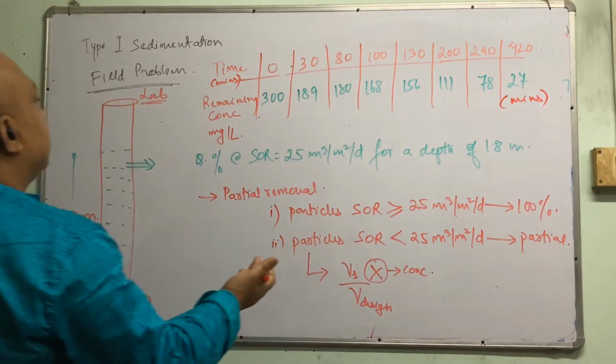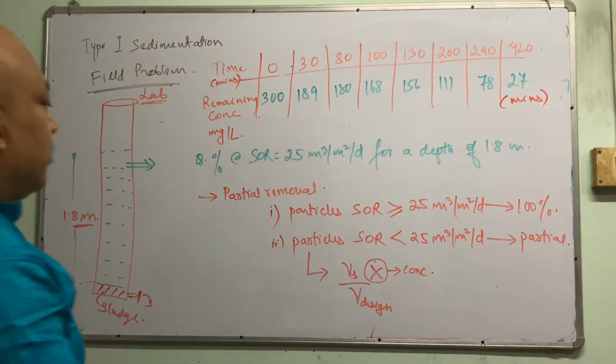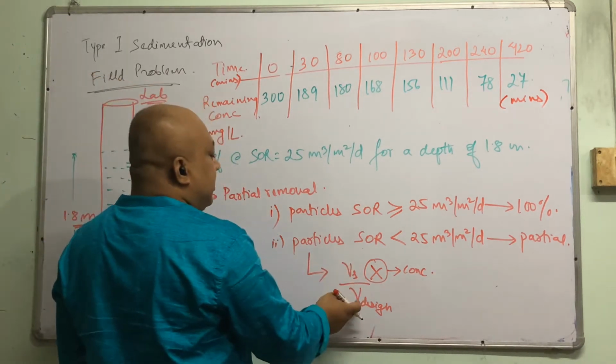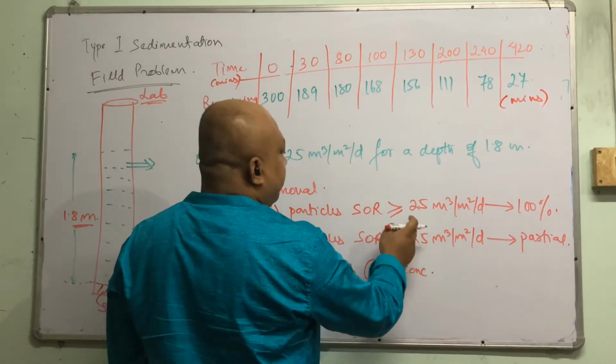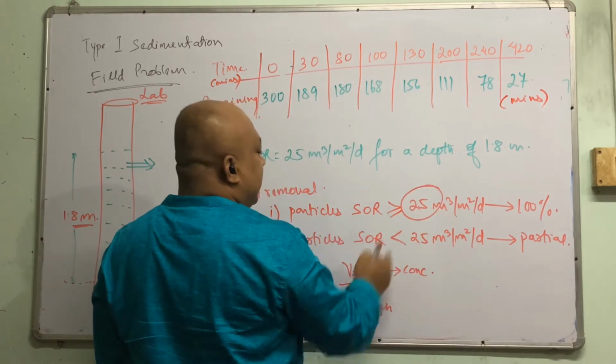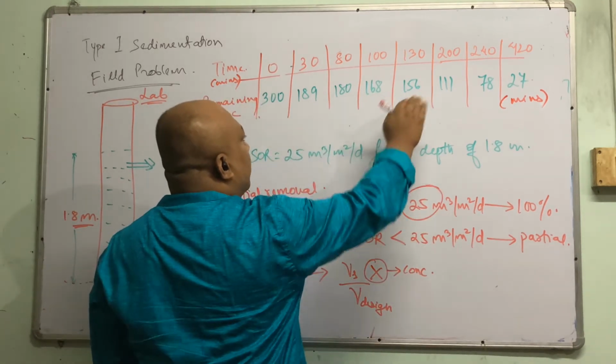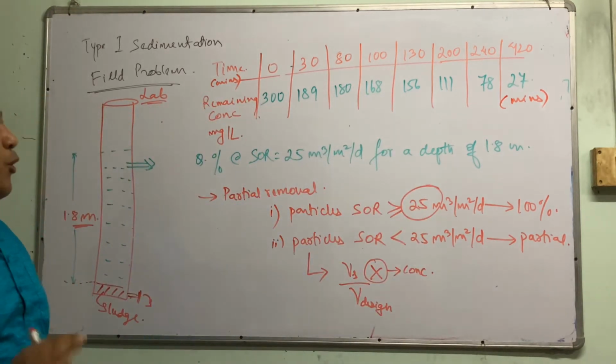From this experiment, we don't have the velocity, only the SOR. Design one, concentration remaining, we have. So how to proceed with the problem? Okay, I think the concept is clear.